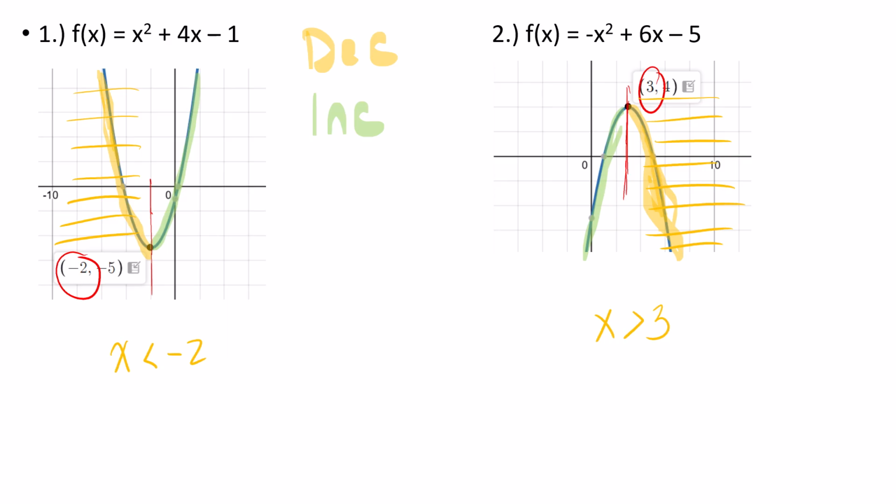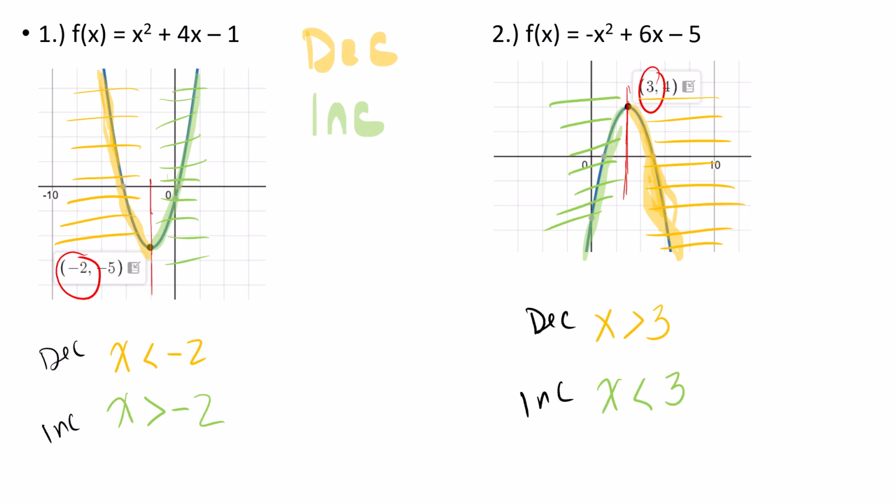Increasing on this one is to the right of the -2. So this would be when x is greater than -2. Over here, it is increasing when it's to the left of the 3, meaning x is less than 3. And let me just specify that this is decreasing, increasing, decreasing, increasing.